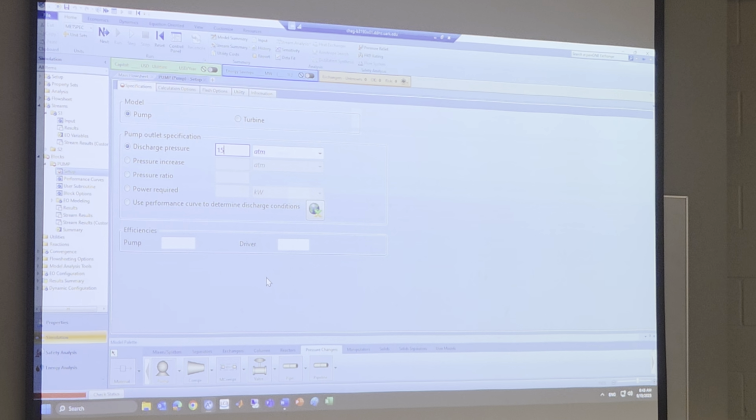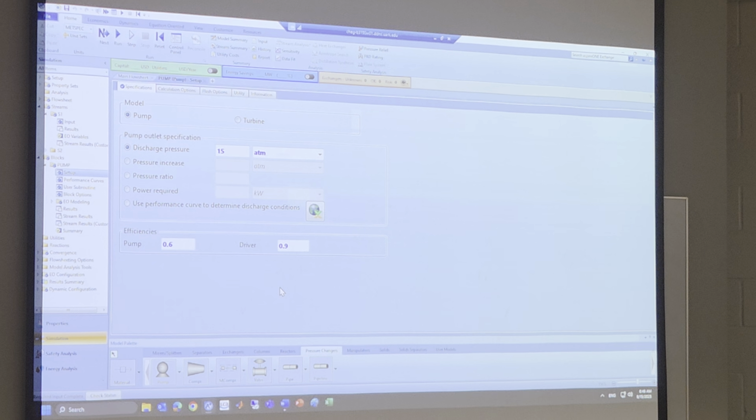15 atm, and pump efficiency is given as 60%, 0.6. Drive efficiency is 90%, 0.9. If you leave those efficiencies empty, Aspen will take 100%. So if efficiency is given, you can put it in. If it's not given, Aspen will take 100%.